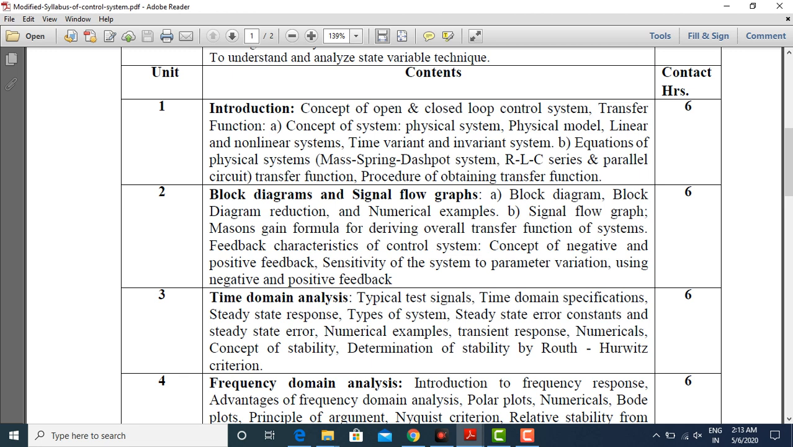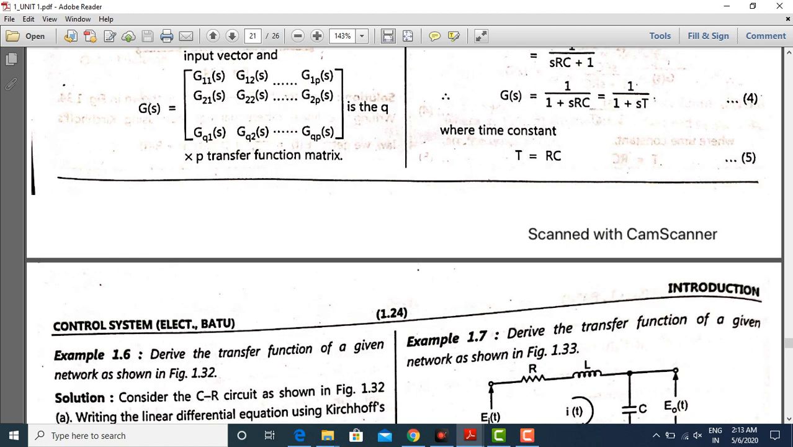Now the transfer function: we have discussed its features, advantages and disadvantages. The procedure of obtaining the transfer function: we have discussed obtaining it in 4 ways, that is for an open loop system, for a closed loop system, for a single input single output system, and for a multiple input multiple output system. Hope everyone has understood this.